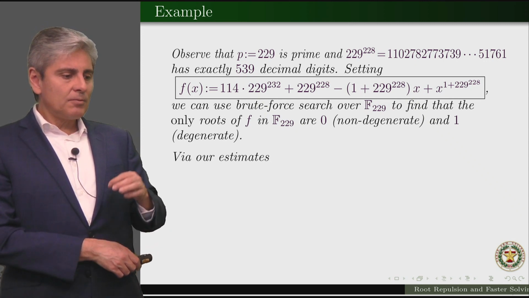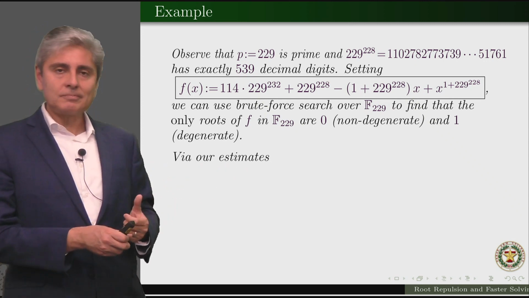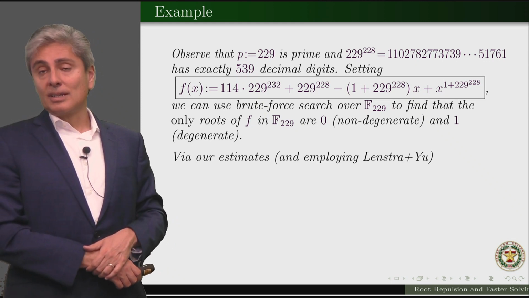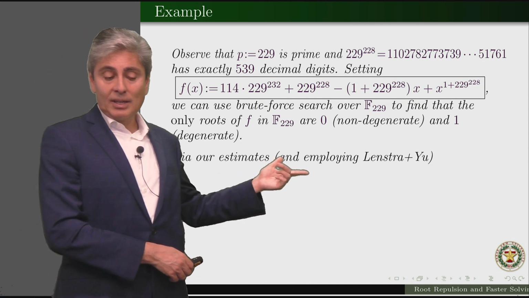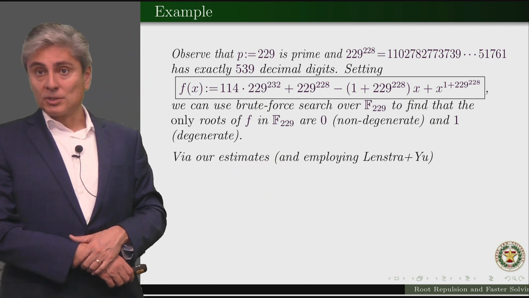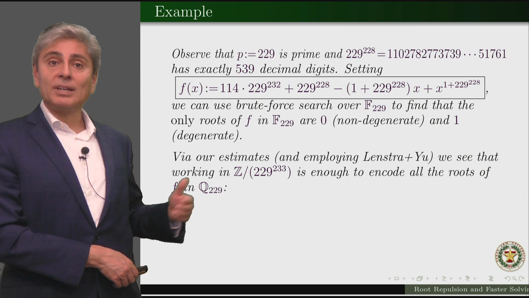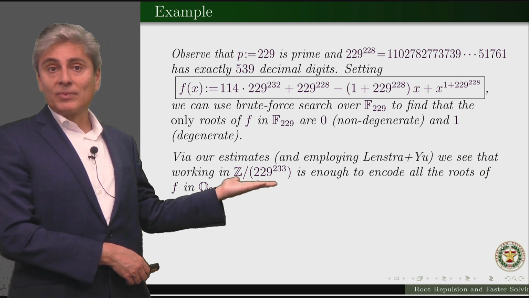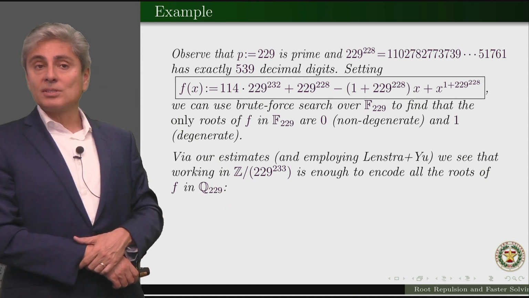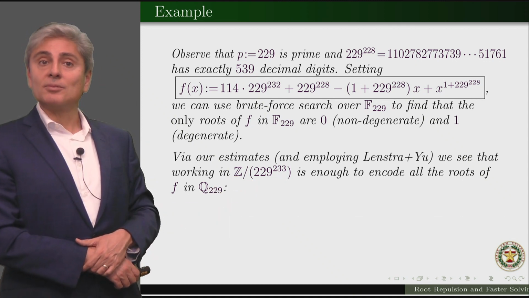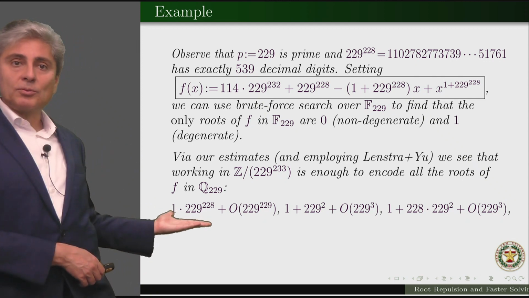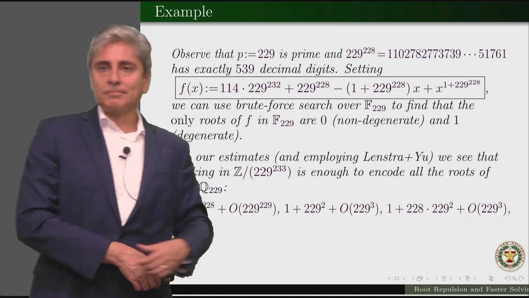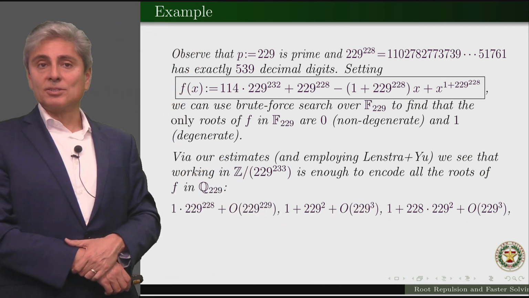So the question is, how far do you have to go out before you can separate the roots? And we cover this in our paper. Via our estimates and employing earlier work of Hendrik Lenstra and Kunrui Yu, in particular his p-adic analog of Baker's theorem on linear forms in logarithms, we see that working with 233 digits is enough. So if you work modulo this power of 229, that's enough to encode all the roots of your trinomial in Q229. And in fact, we can get this: you have a root with valuation 228 plus higher order stuff, and 2 other roots with valuation 0 plus higher order stuff, and you can distinguish them all.